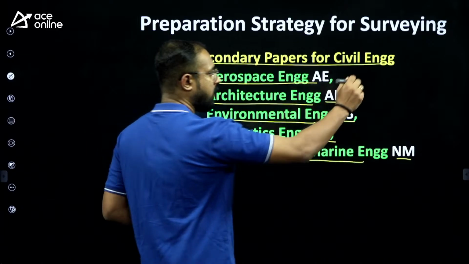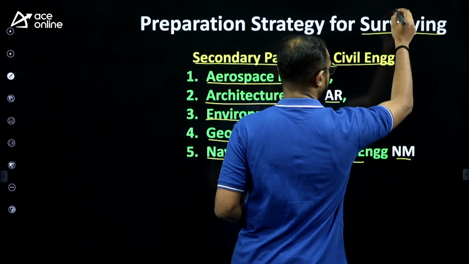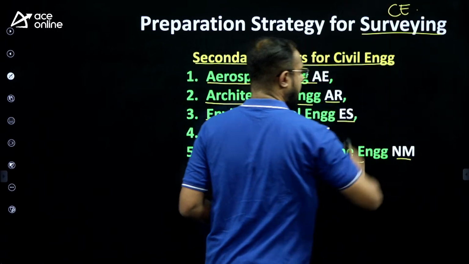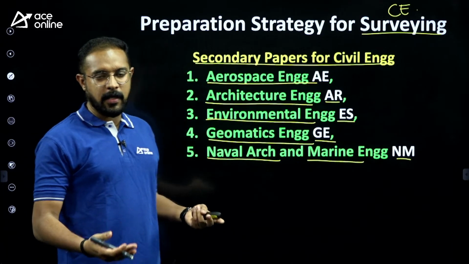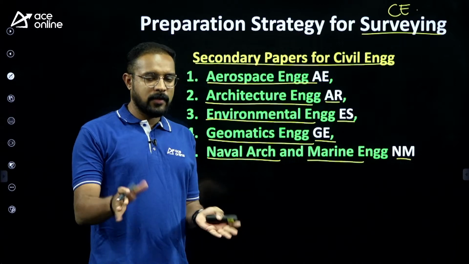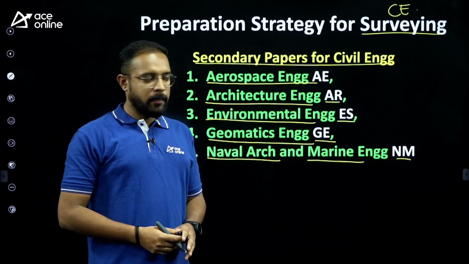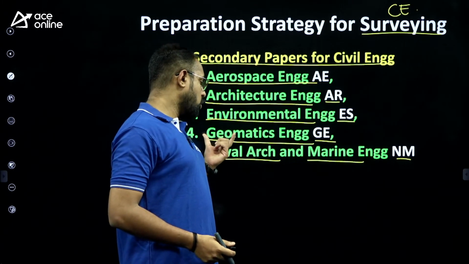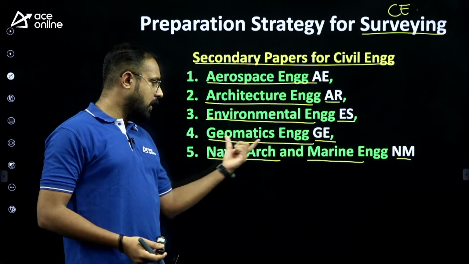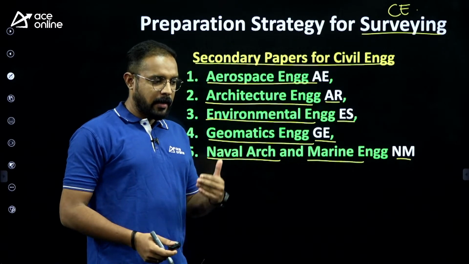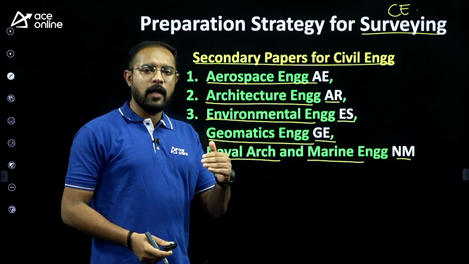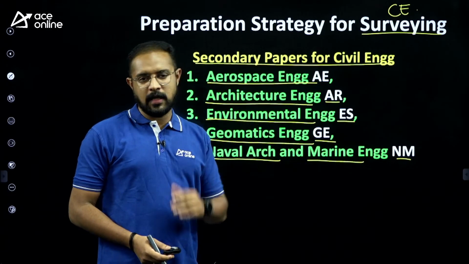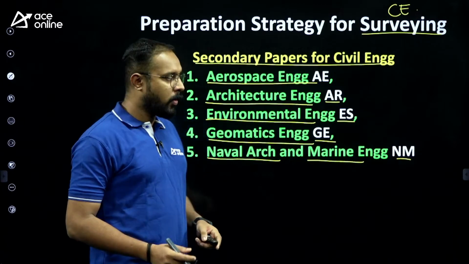So in our GATE paper, rather than writing surveying, they will write it as geomatics engineering. And there is a secondary paper called geomatics engineering already in GATE. So there will be a slight confusion. But please understand, geomatics engineering, where geo stands for earth and matic stands for measurement, is a sort of higher survey. When we talk about geomatics engineering, it is sort of the higher surveying that we have to discuss more.